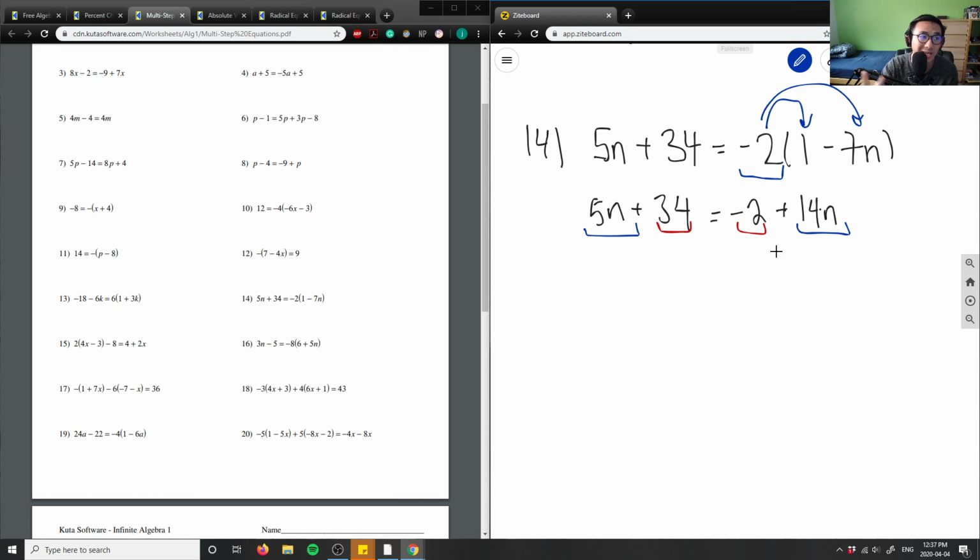If I want to move 14n to the other side, I'm going to have to do the opposite operation, right? So instead of plus 14, I'm going to subtract 14 from both sides. So if I do minus 14n on this right side, I'm going to have to minus 14n on this side, right? So I'm going to have 5n minus 14n.